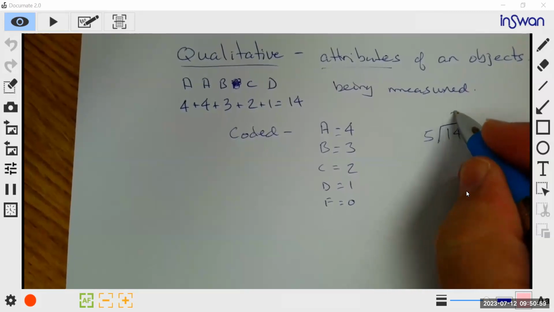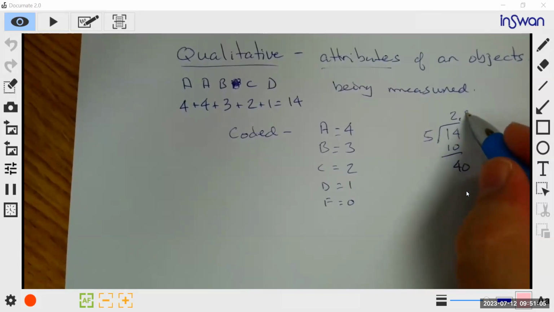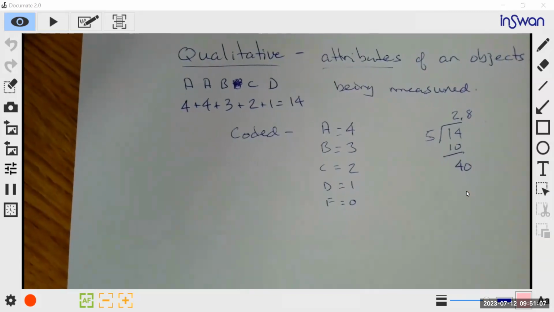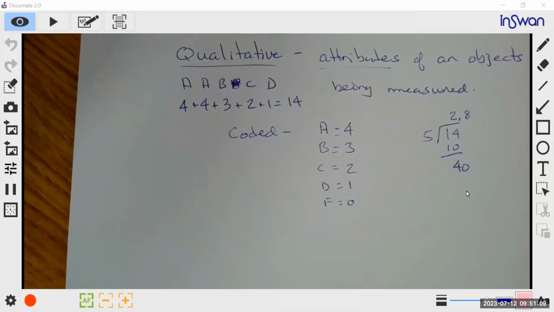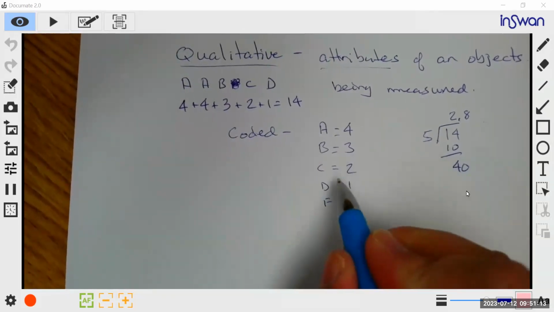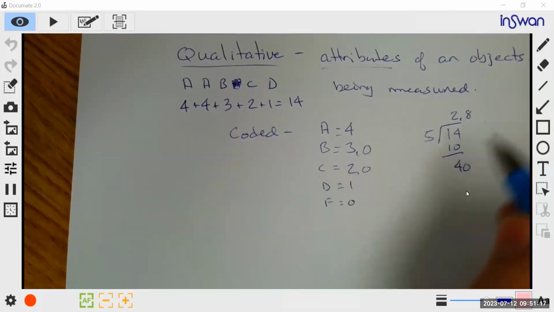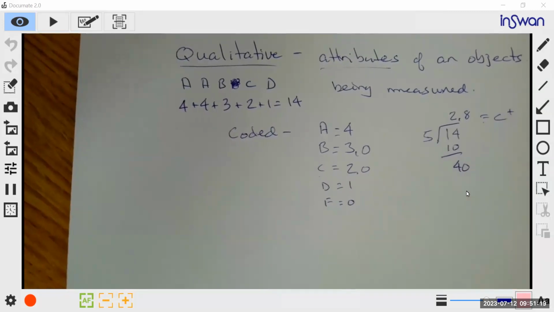5 goes into 14 twice. 5 goes into 40 8 times. So they have a 2.8, which is what current grade then? What letter grade? Well, 2.0 is C, 3.0 is a B, so it's a C plus.